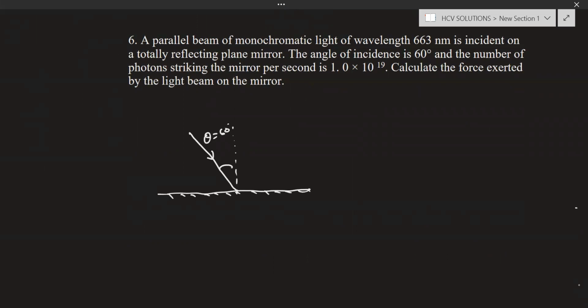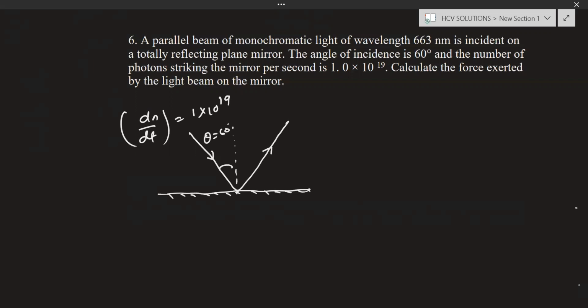Let us suppose the number of photons falling per unit time is dn upon dt. The angle of incidence is 60 degrees and the number of photons striking per unit time is given to be 1 into 10 to the power 19. Calculate the force exerted by the light beam on the mirror. So let us suppose this light is reflected back.